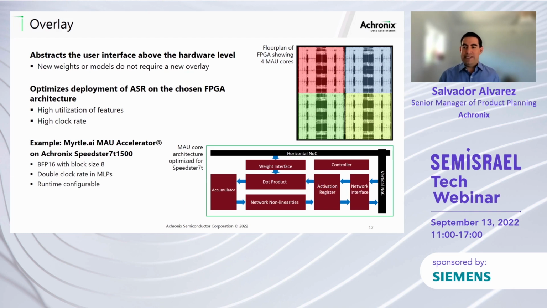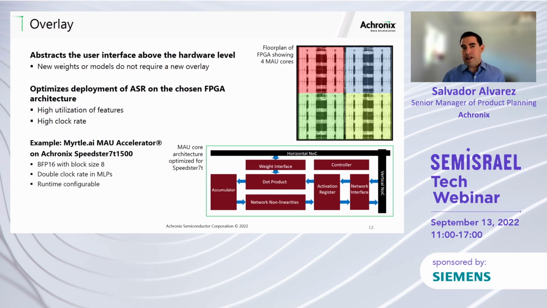On the top right, you can see an example of an overlay implemented on the Achronix Speedster 1500 FPGA. This floor plan shows 4 cores, each placed and routed into its own quadrant. The cores shown here are the MAL Accelerator cores from our partner company, Myrtle.ai. And below you can see the block diagram for that core. The matrix vector multiplications are performed in the MLP blocks using the 16-bit floating point precision. As you have seen, these are natively supported in the Speedster 7T.